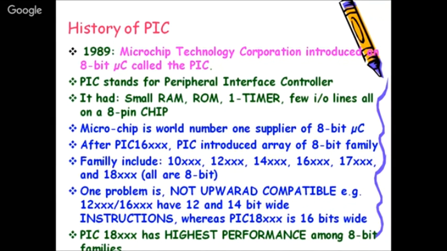Therefore, the speed is higher, and the instruction set bus is separate in case of PIC, so the fetching and the machine cycle are quite fast. The performance is fast in case of the PIC 18 family. So it is 16-bit wide, and it is the highest performance amongst all 8-bit families. The word count is 2 bytes wide.